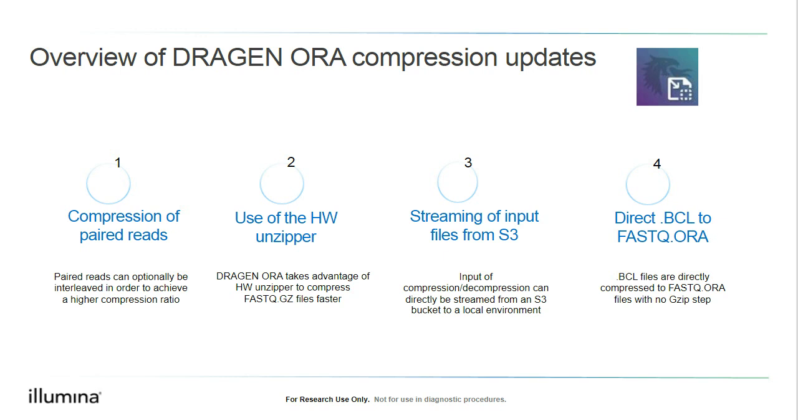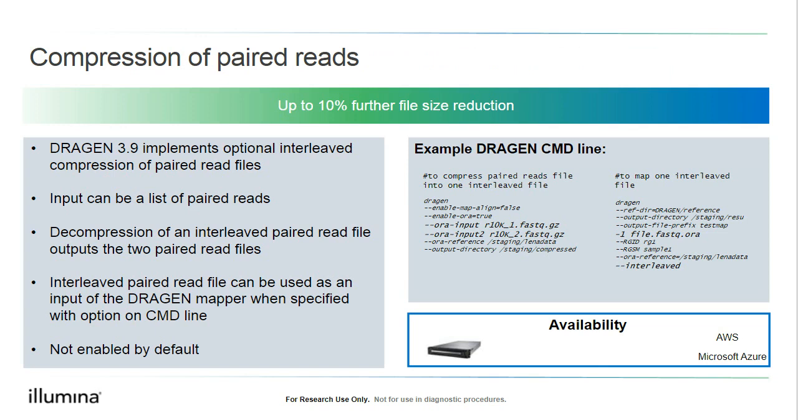So in DRAGEN 3.9, now we have an option to compress interleaved pairs of read files. So if you have read 1 and read 2, you can provide those as inputs, and we can compress a pair of files together, and what you get is a single interleaved compressed ORA file. And what that means is you get one file for a pair of reads. That file is also further compressed by about 10%. So if you were to individually compress those 2 files versus interleaving those files and compressing it as a single file, you get a further 10% file reduction.